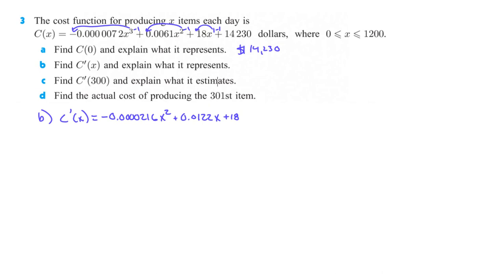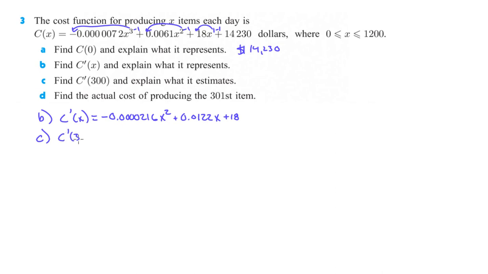Explain what it represents. This here is the instantaneous rate of change. So basically what this is describing is the cost to make the next item. So like let's say we figured out how much it cost to make 30 items. This here, we could plug in 30 and that would tell us the estimate of how much it's going to cost to make the 31st item, how much extra money. Okay? Okay, part C, find C prime of 300.